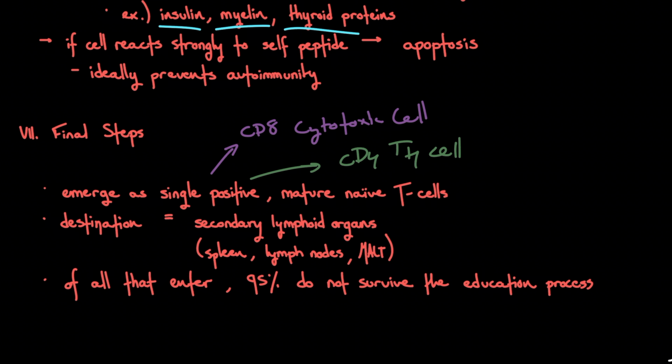What's really crazy about this process, though, and where the college metaphor kind of dies, is that of all of the T cells that enter, over 95% do not survive the selection process. That is crazy to me. Crazy. So we're very selective, and this process is very difficult to pass.